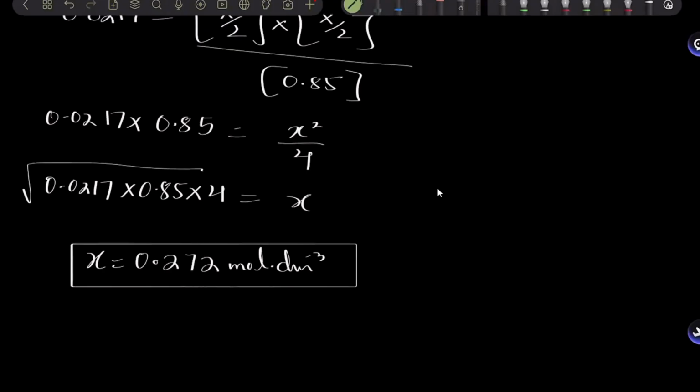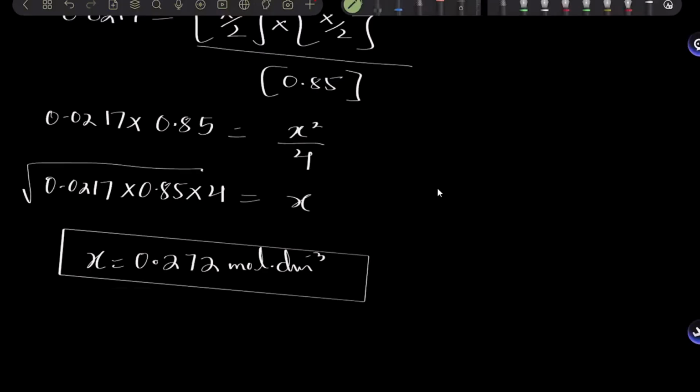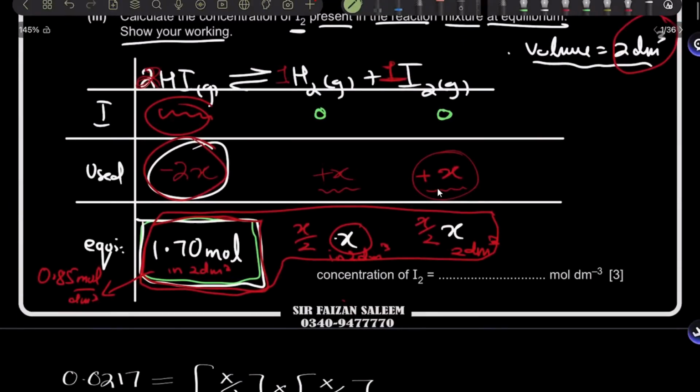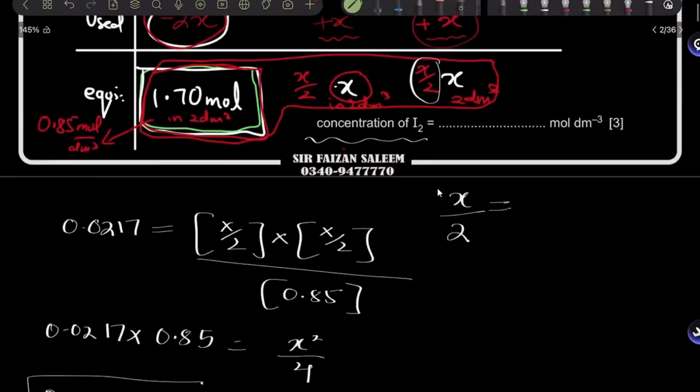Now I need to find out how many moles of I2 I have at equilibrium. I know the value of X now, but what were the moles per dm cube for iodine at equilibrium? They were X by 2, right? So I need to divide the X value by 2 in order to find the moles of iodine that are asked in the question.